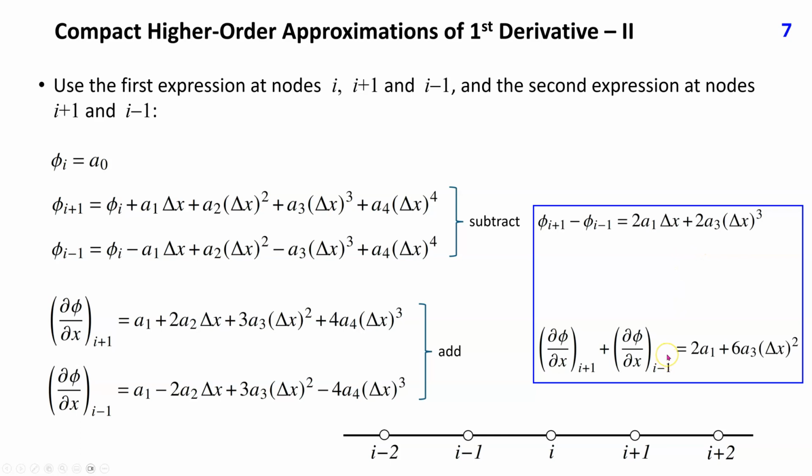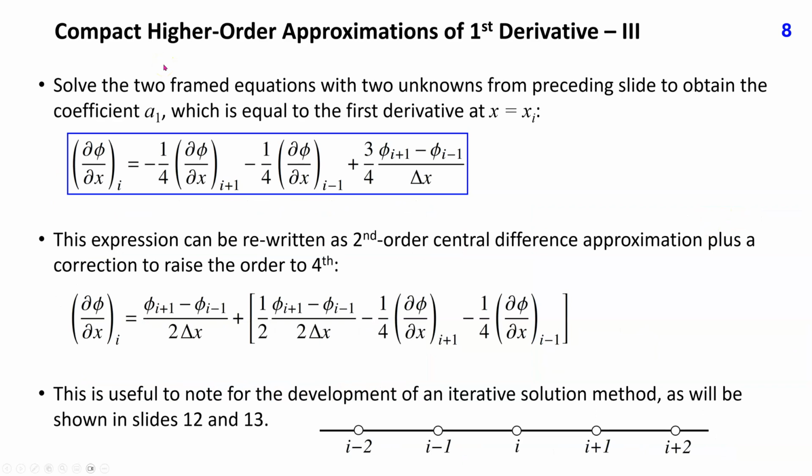We need to determine only a1, so we multiply the first equation by 3 and the second by delta x, and then subtract the second equation from the first to eliminate the terms containing a3. At the end of the procedure described in the preceding slide, we obtain the following expression for the first derivative at node I as a function of variable values and first derivatives at nodes I plus 1 and I minus 1. In the case of a non-uniform grid, a contribution from the variable value at the node I would also appear, and the multipliers of each value would be functions of grid spacings between the grid nodes involved.